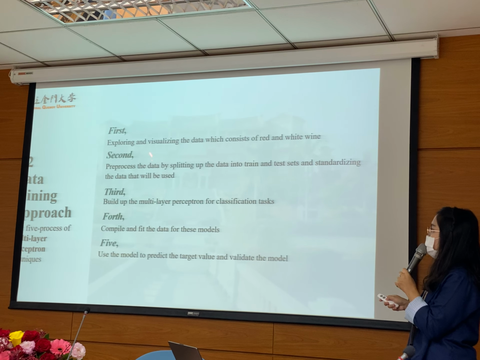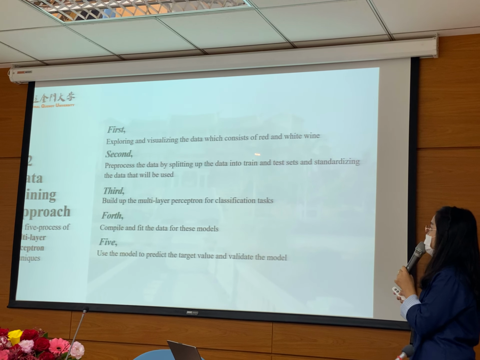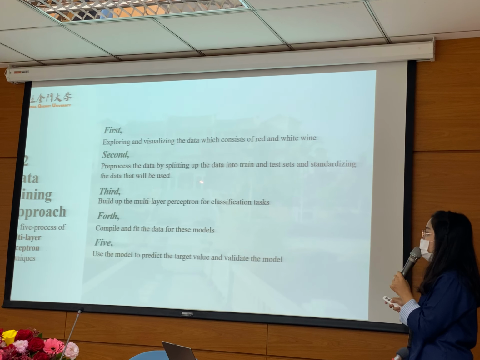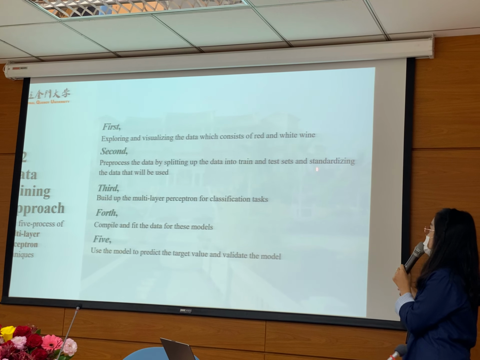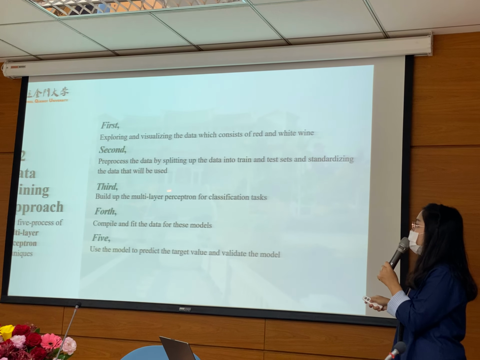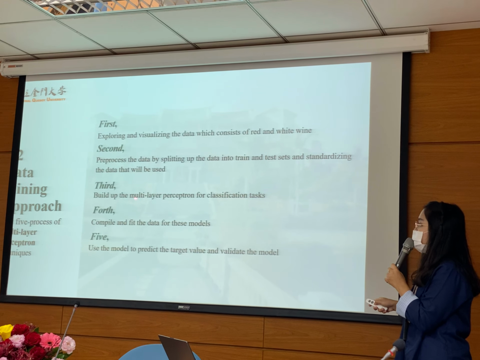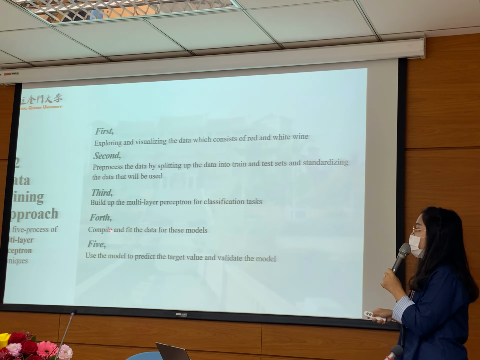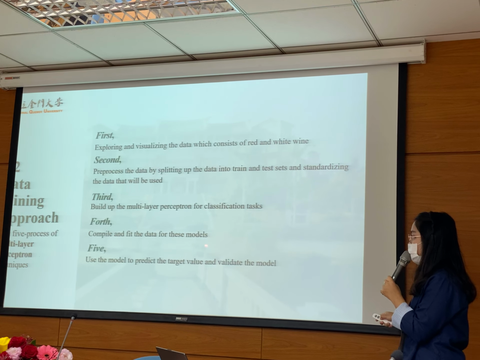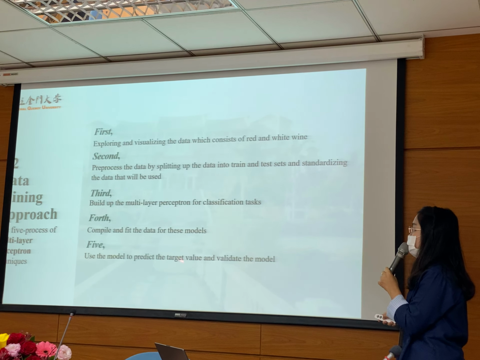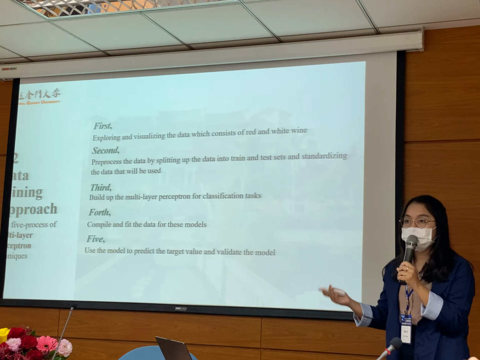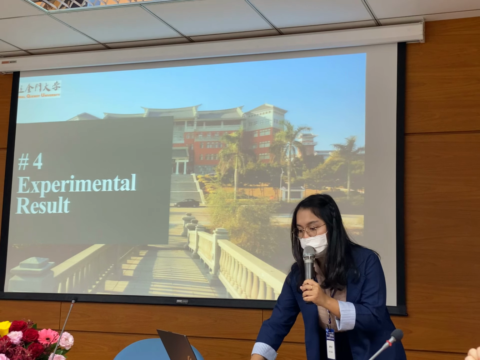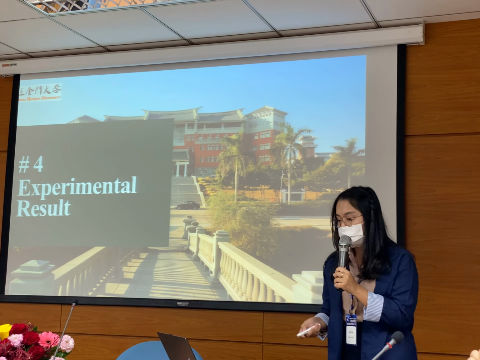So the first one, we would like to explore and visualize the data, which consists of the red and white wine. The next one is to pre-process the data by splitting it into the train and test sets and standardizing the data that will be used. The third one will build the multi-layer perceptron for classification. Fourth, compile and fit the data for these models. And then the fifth, use the model to predict the target value and validate the model, which we'll use for predicting the most important features for the quality of the wine. And then the next one, we have the experimental result.